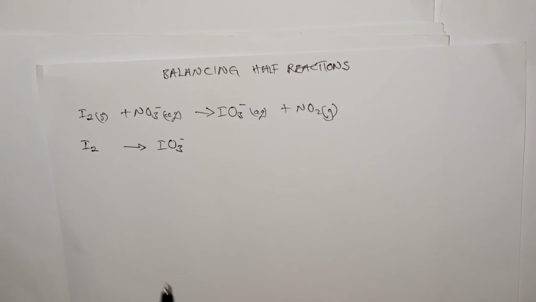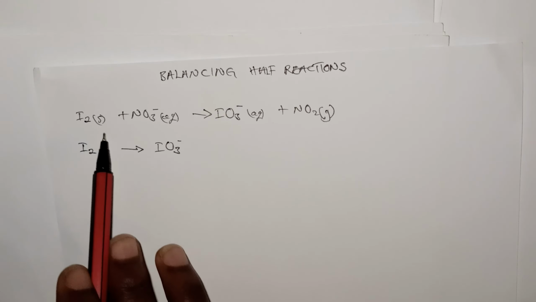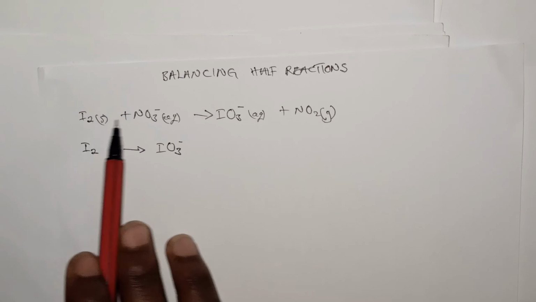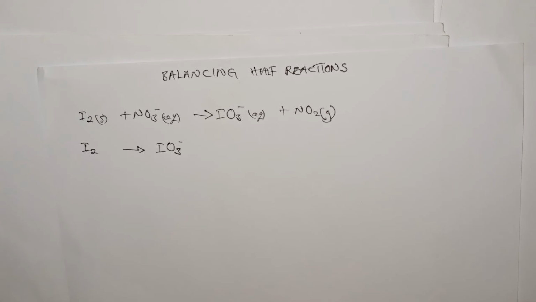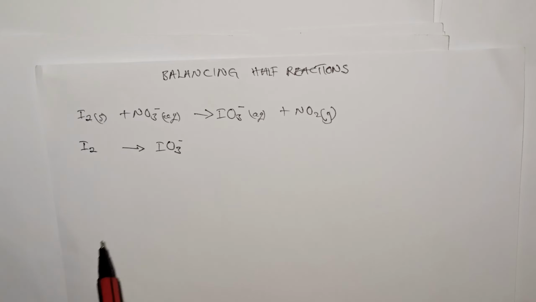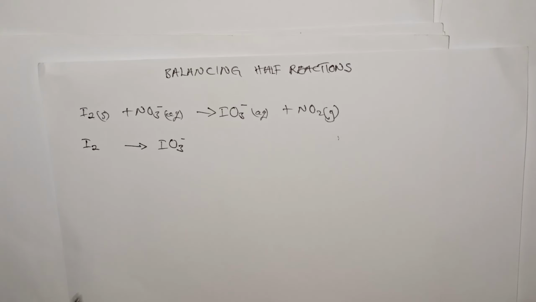As you've seen, we've split this one to this one because this one contains the elements that are alike. So we can't get this one and this one, but we have to get this one and this one. Okay, so when we do this, what we have to do first is to balance the atoms, right? We have to balance the atoms first.